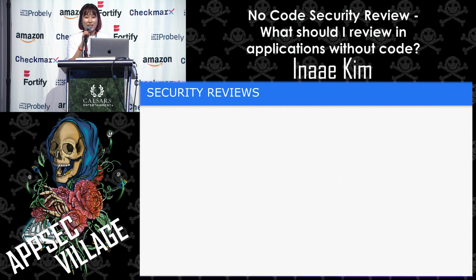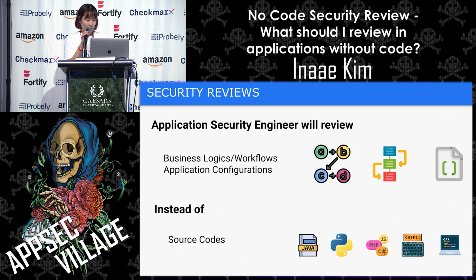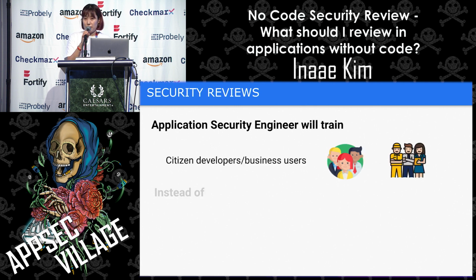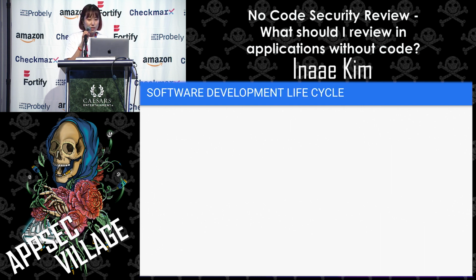So, back to my topic title. What should I review in an application without code? The application security engineer will need to review business logic and workflow or application configuration instead of the source code. That's a huge difference in what you are going to do in the low-code, no-code development security review. You also need to train the citizen developer or business user instead of the professional developer or software engineer.